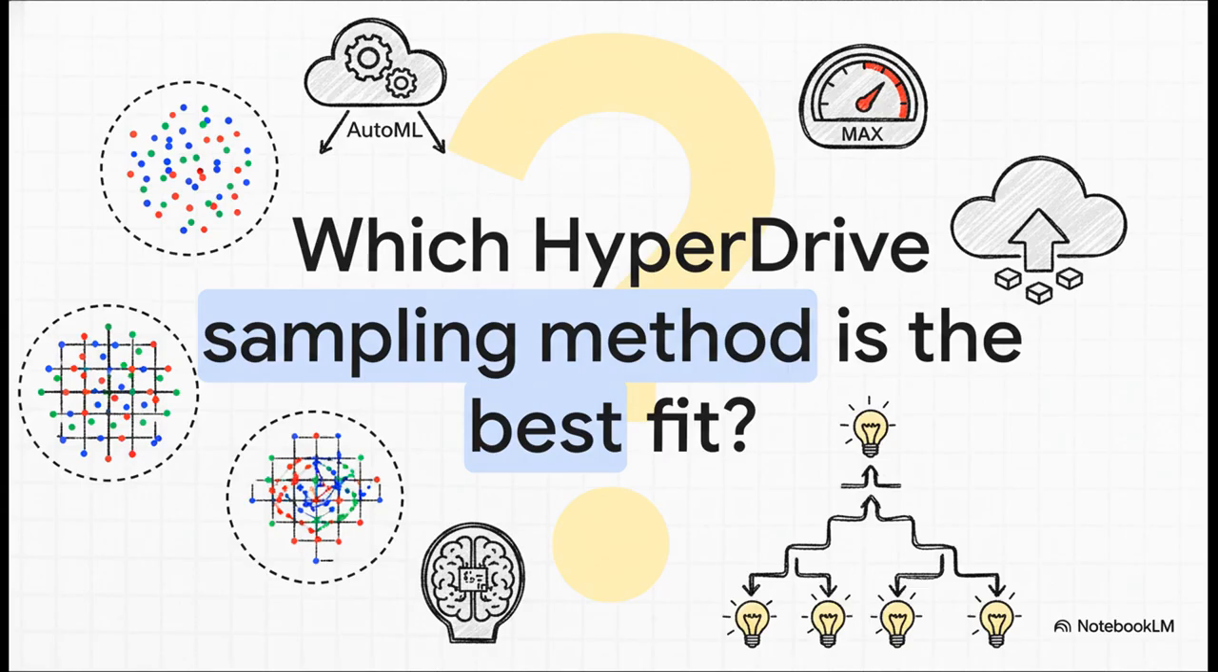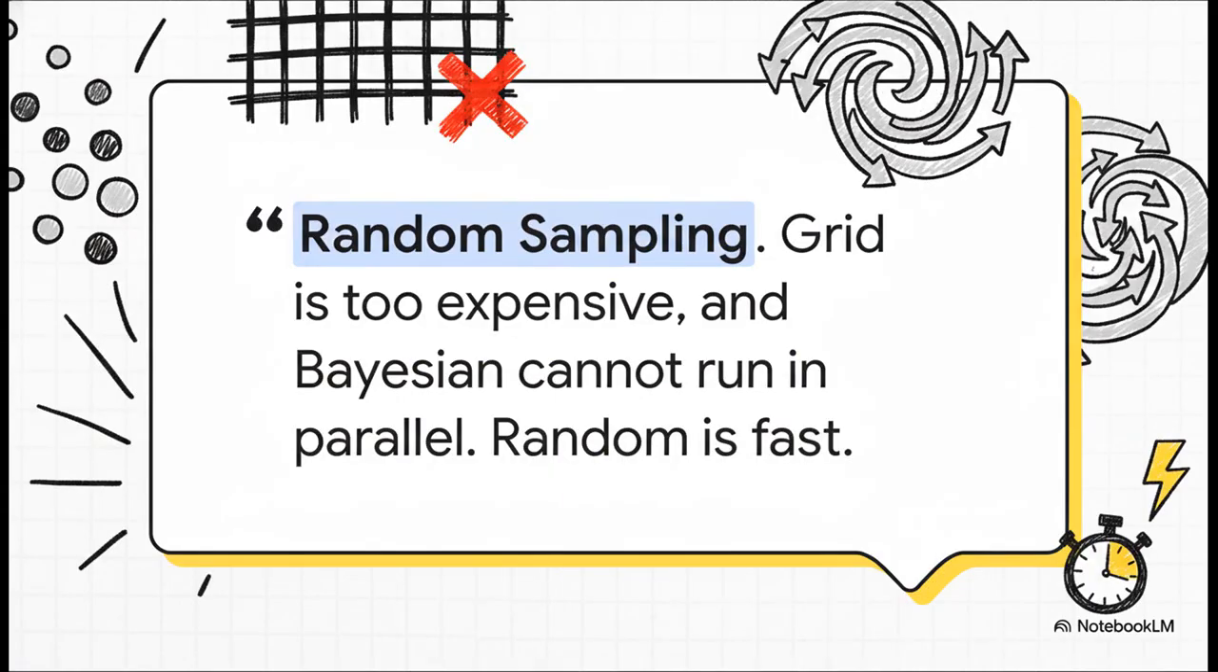So, thinking back to our 3 sampling methods, which one is the obvious choice here? It's gotta be random sampling. Let's just run through the logic. Grid sampling? No way. With a huge search space, it would cost a fortune.